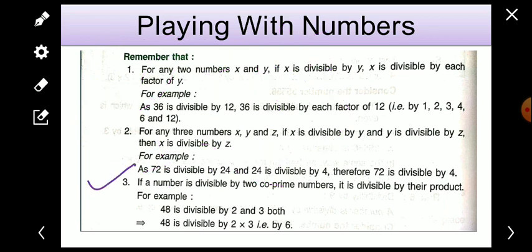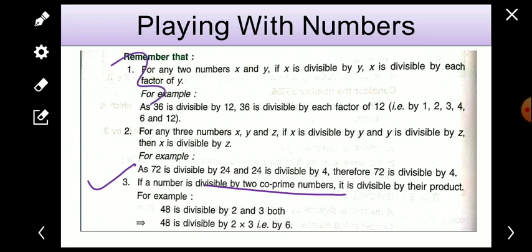Now important point number 3: if a number is divisible by two co-prime numbers. What are co-prime numbers? Already we have discussed that two numbers which have only one common factor, that is 1, are called co-prime numbers.